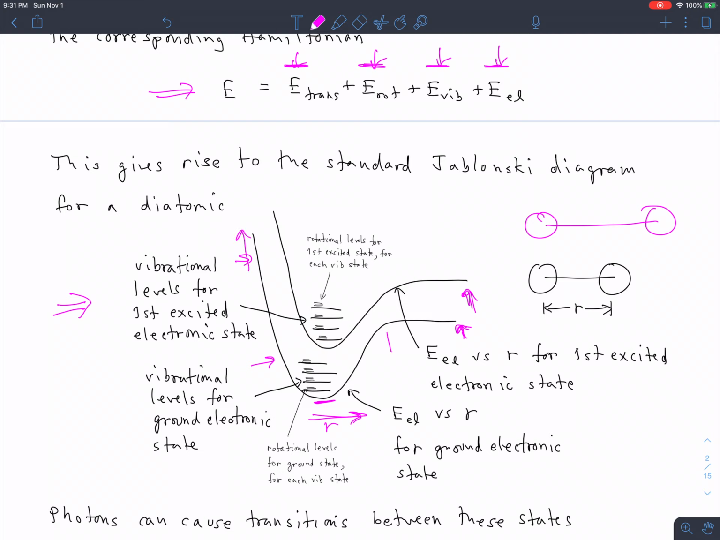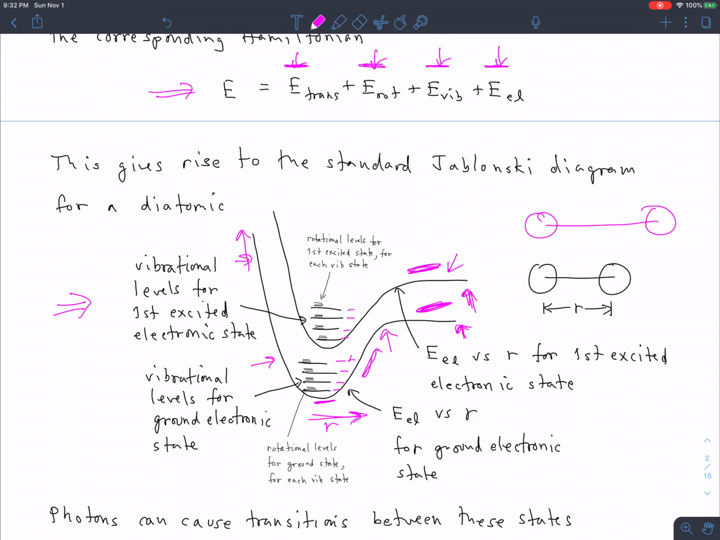So this represents the potential energy to stretch the molecule when it's in its electronic ground state, and this one represents the same thing, but for the molecule when it's in its first electronic excited state. So this is called the excited state manifold, and this is called the ground state manifold. But then on top of these manifolds that represent the potential energy of stretching the bond, there's a series of levels due to vibrations. So these are the vibrational energy levels.